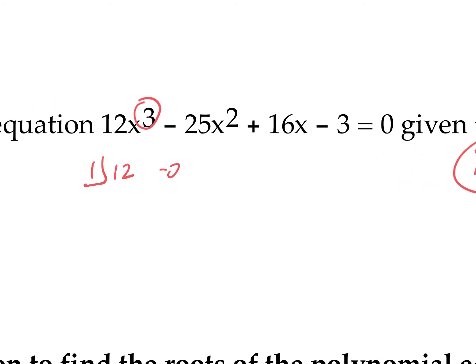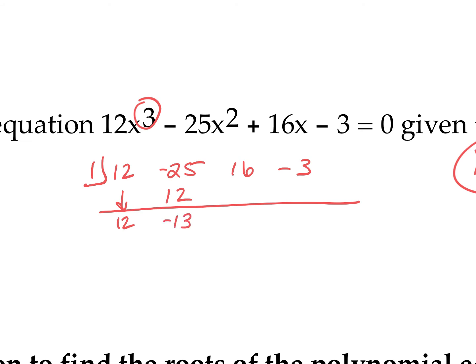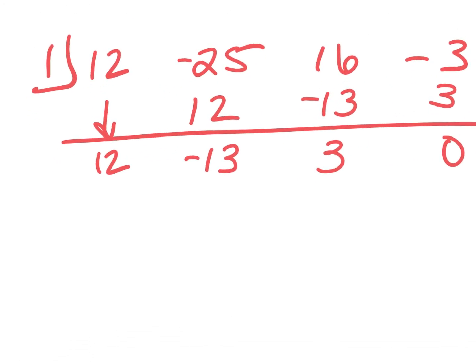So I have 12, -25, 16, and -3. Bring down your 12. What's 12 times 1? 12. And -25 plus 12 is -13. -13 times 1 is -13. 16 minus 13 is 3. And 3 times 1 is 3. My answer is 0. If you don't get 0 when they tell you one of the roots is something, you did something wrong. All right, so now how do I rewrite my leftovers here?